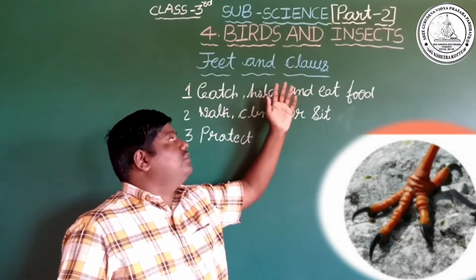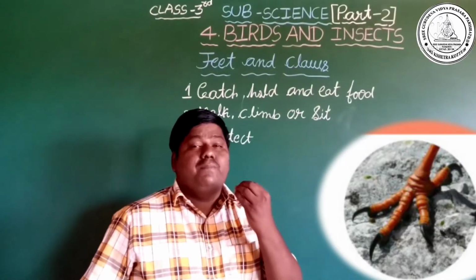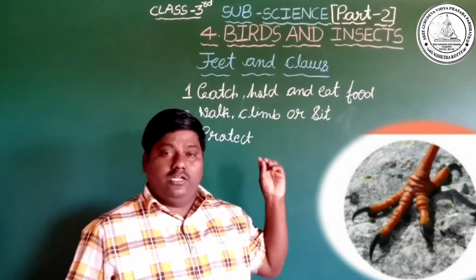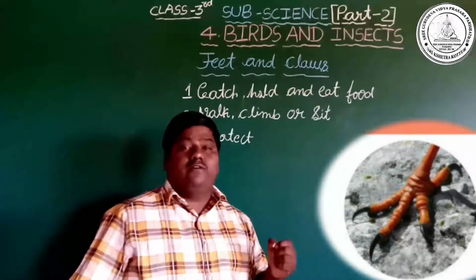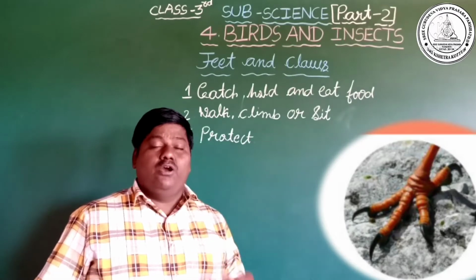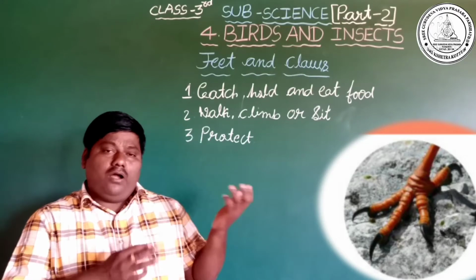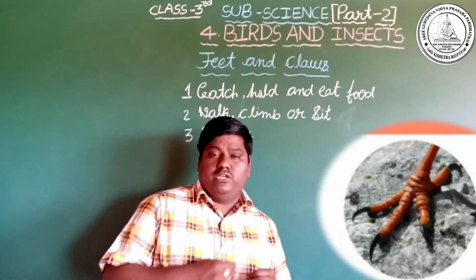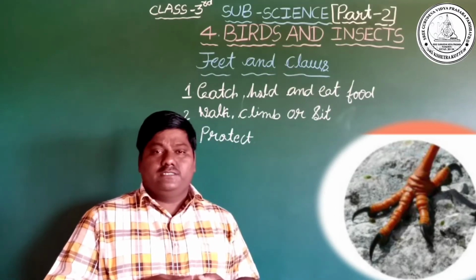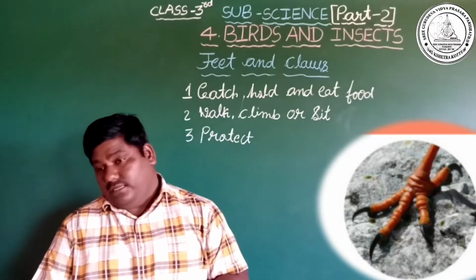Now tell me, what are the claws? Here, claws means nails of the bird. Nails of the bird we call claws. Here, nails in Kannada we call uguru. Okay, dear children, already you know that we are also having legs. Birds are also having legs. We are having nails. They are also having nails.